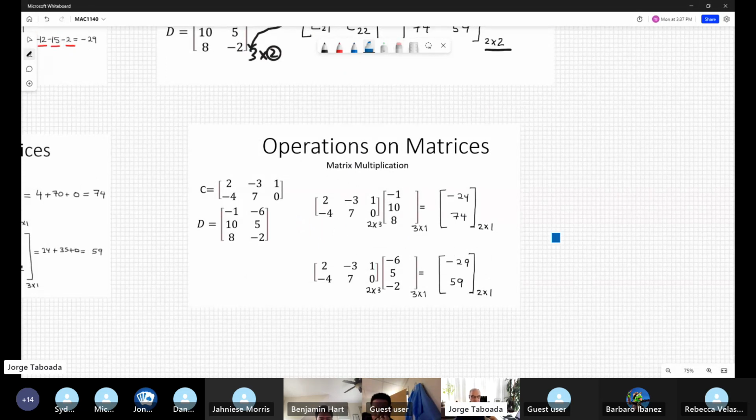If you take the matrix C totally and multiply by one column, is it possible? This matrix dimension is 2 by 3, but if you take one column of D, this new column is 3 by 1: 3 rows, 1 column. This matches perfectly, and you obtain a new matrix that is 2 by 1. And the multiplication is similar: you multiply 2 times -1, 3 times 10, 1 times 8, and you obtain that number.